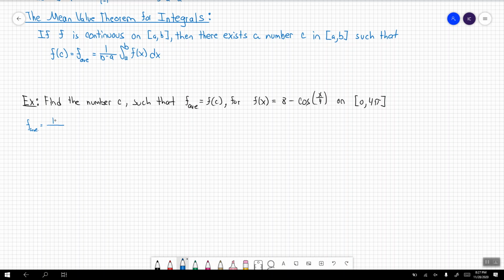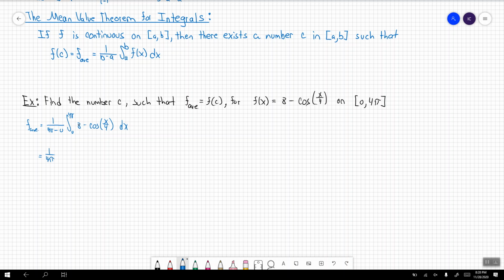Finding the average of this function is going to involve finding the difference b minus a. So b minus a for us will be 4 pi minus 0, so 1 over b minus a, multiplied by the integral from a to b, from 0 to 4 pi, for the given function that we integrate. In order to integrate, I'm going to simplify really quick. 1 over 4 pi.